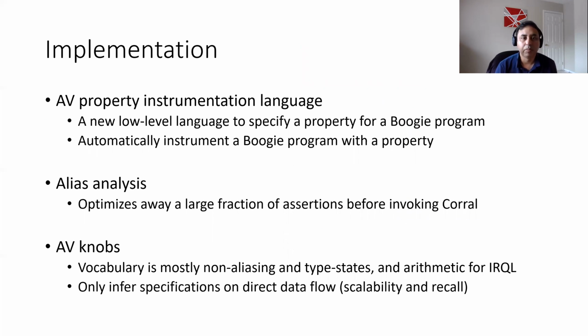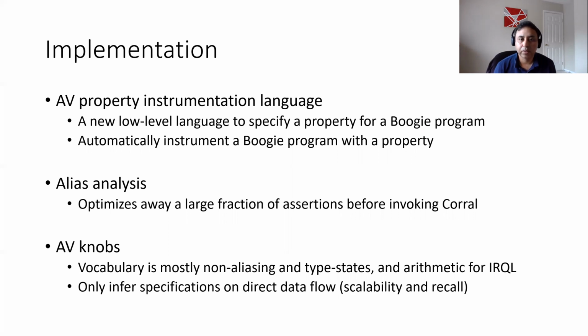As for the instrumentation, in the implementation we also built a new language to specify these AV rules, properties, and an instrumenter that takes a property, an AV property, let's call it an angelic check, and a Boogie program, and then instruments the Boogie program with the property. So it can do very low level instrumentation, tracking memory accesses and things like that.